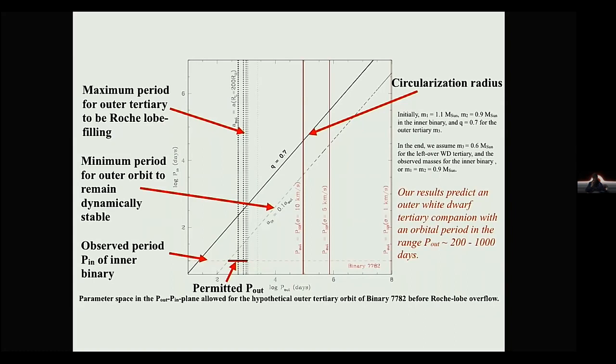And finally, the thick solid horizontal line shows the final allowed parameter space for the outer orbital period of the tertiary. To satisfy all of these constraints, this predicts twin blue stragglers in the inner binary with a mass ratio near unity. It also predicts an outer tertiary white dwarf with an orbital period in the range of about 200 to 1,000 days. If anybody's interested in looking for that white dwarf, I would be very interested to hear if you can find it in the residuals. And I guess the next slide, if you don't mind, Max, quickly.